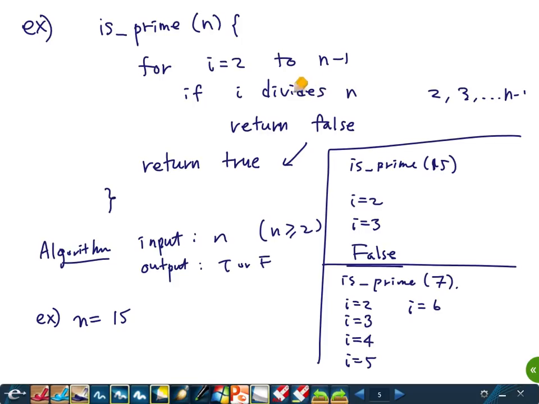It passed the statement for all I from 2 to n minus 1. So it goes to the next line. So it returns true. Okay? So it says that 7 is a prime. Is this okay?